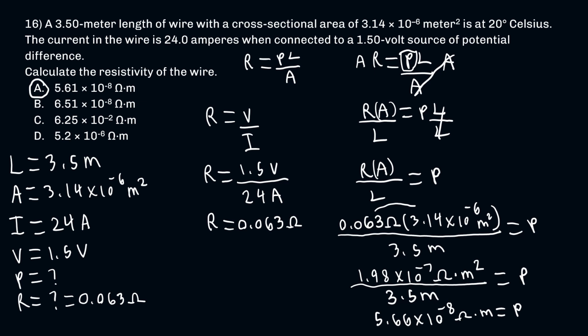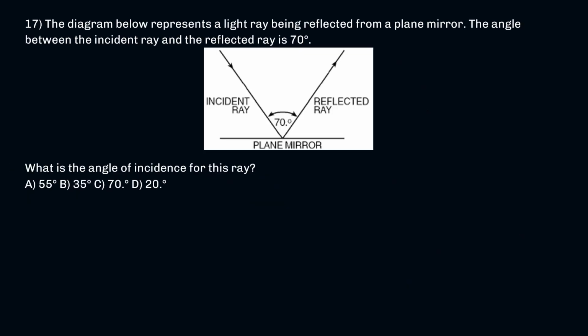Alright, so let's move on to our last two examples. Alright, so example number 17. The diagram below represents a light ray being reflected from a plane mirror. The angle between the incident ray and the reflected ray is 70 degrees.